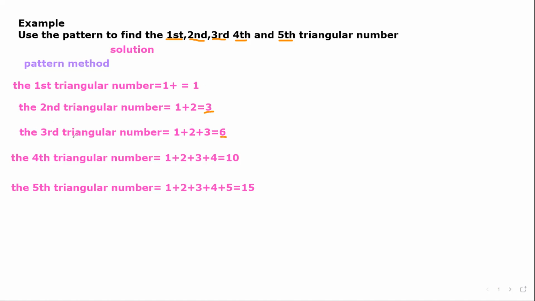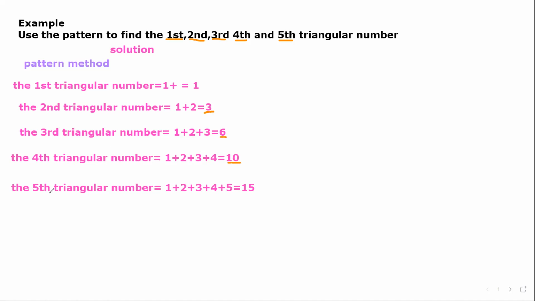So the 6 is the third triangular number here. The fourth triangular number, when you're using the pattern method, you add the first 4 counting numbers, and when you add them, you get what? 10. Okay, so 10 is the fourth triangular number here.